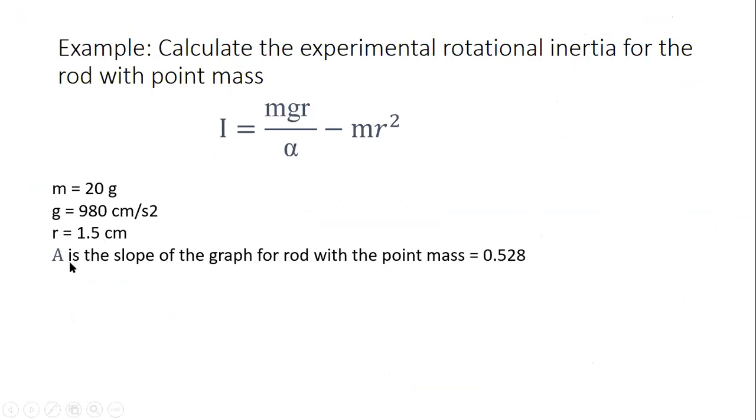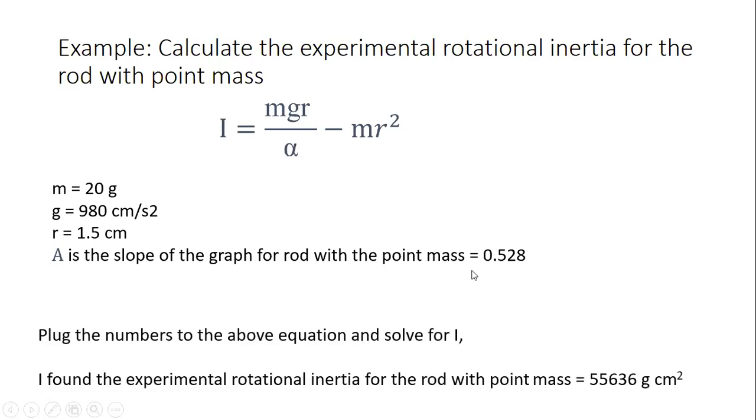Oh, this should be alpha. So alpha, not A, my apology, is the slope of the graph for the rod with the point mass. If you look at the given data, you will see the slope of that graph is 0.528. So this alpha is going to be 0.528. You may plug these numbers in and solve for I. In my calculation, my answer was 55,636 grams per centimeter squared. Remember, it's gram per centimeter squared. Here we're going to use grams and centimeters in our calculations.